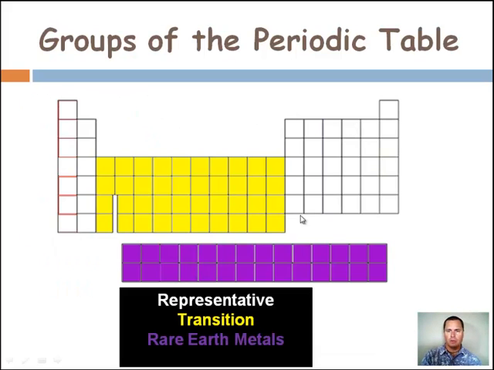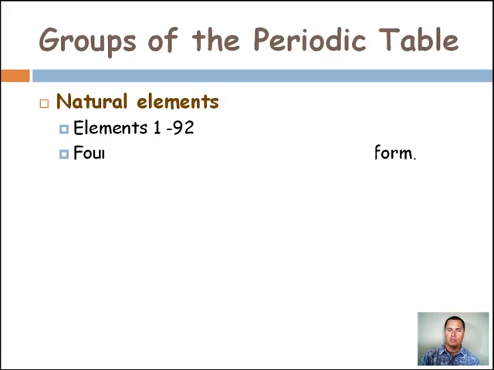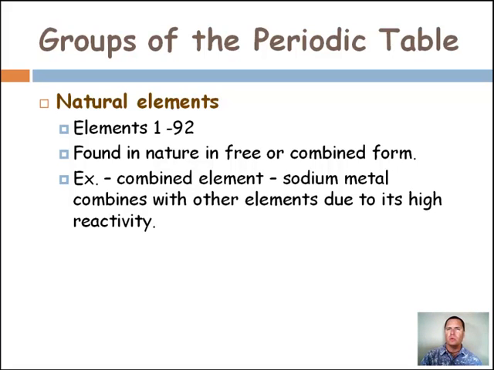So here we can see in our periodic table, the white is a representative. Here's our transition in the middle, and then our rare earth metals down at the bottom. Okay, natural elements. These are elements 1 through 92 as far as atomic number goes. They're found in nature either free form, like gold, you may just find a gold nugget, or in a combined form, such as sodium. Sodium is really reactive. And if it was out there by itself, it's going to easily react with water. So generally we find it combined with some other element.